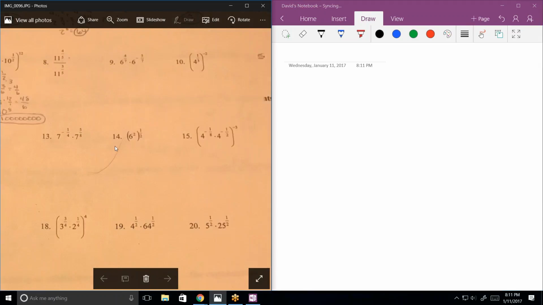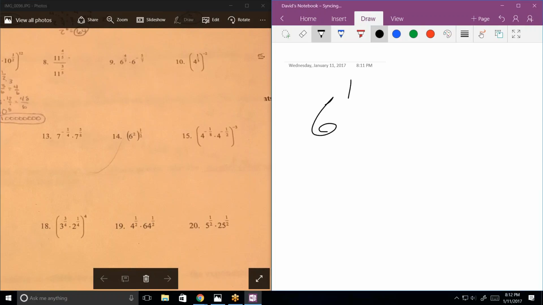No. Number 14. 36 to the 1/2 power. Don't do it that way. Do the exponentiation first. So it'd be 2 over 1 times 1/2. So that'd be 2 and 2, which is 1. So the final answer would be 6. In other words, if you do the exponentiation first, you immediately get to that.